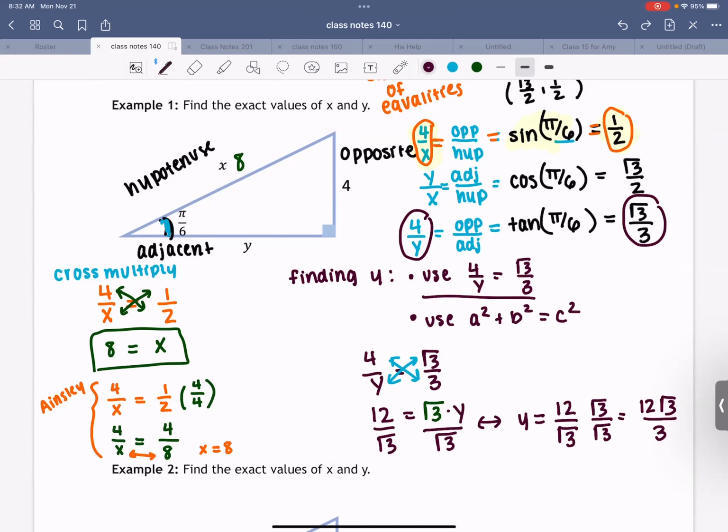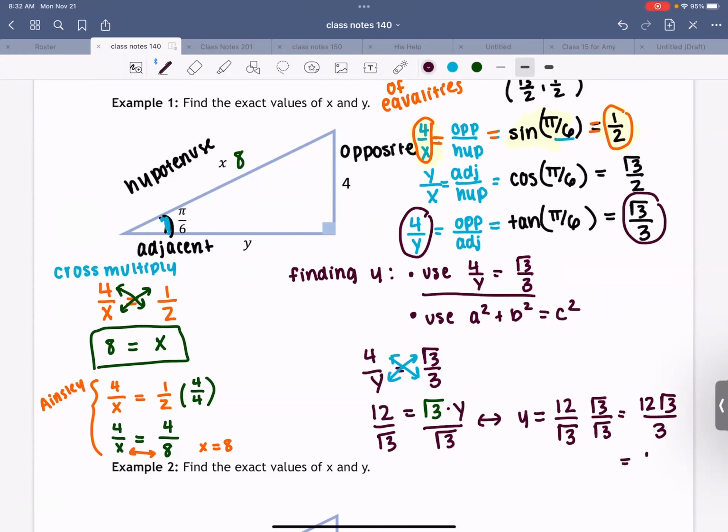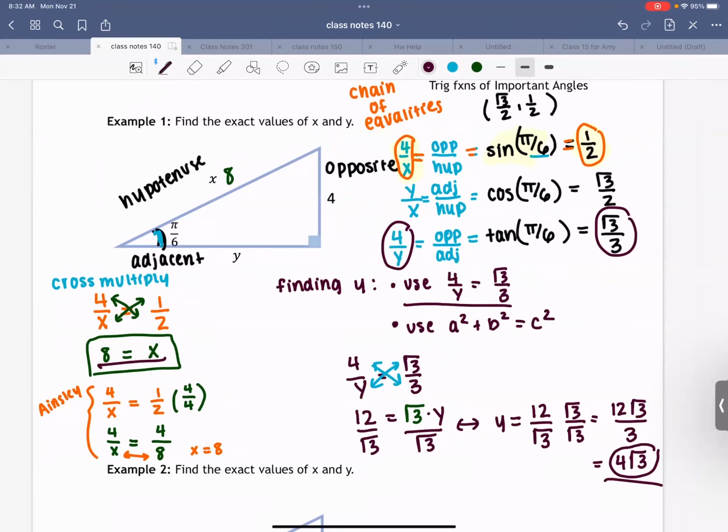I can do 12 divided by 3 and get 4 square roots of 3. Is that right? Yeah, that seems right to me. So this is my y value. For this answer, I have an x value and a y value, and I'm all done. Any questions on example number 1?